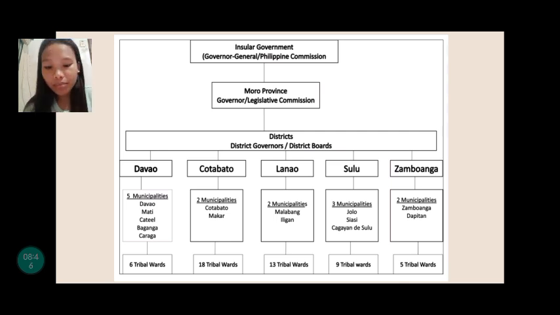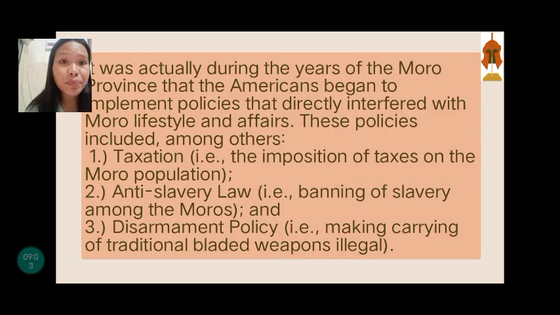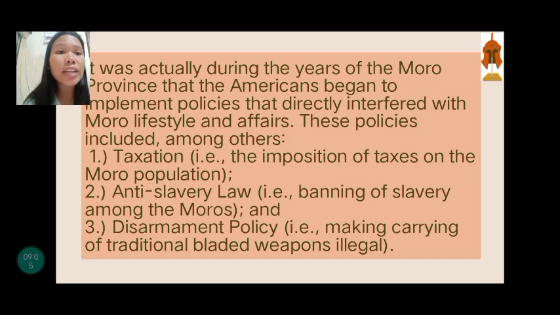the Americans. It is said that the Moro province placed all Muslims under direct military control. It was actually during the years of the Moro province that Americans began to implement policies that directly interfered with Moro lifestyle and affairs. I told you lately that the Americans changed into direct rule.